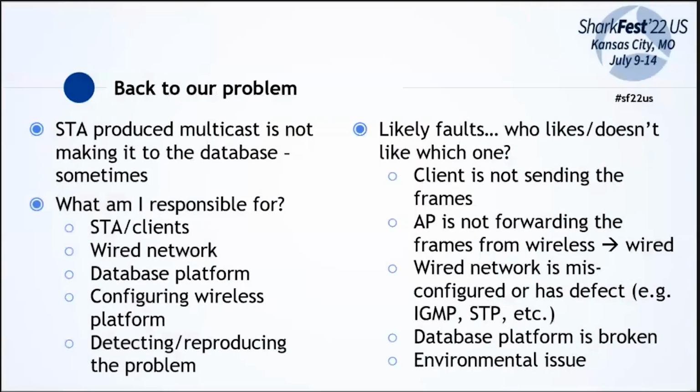So back to our problem. Okay, station produced multicast is not making it to the database. It is multicast, but it's UDP, but it's going to the AP, so it's unicast, and it's only sometimes. So I have variance that makes it harder to look at, right? It's not all the time. So what am I responsible for here in my test?